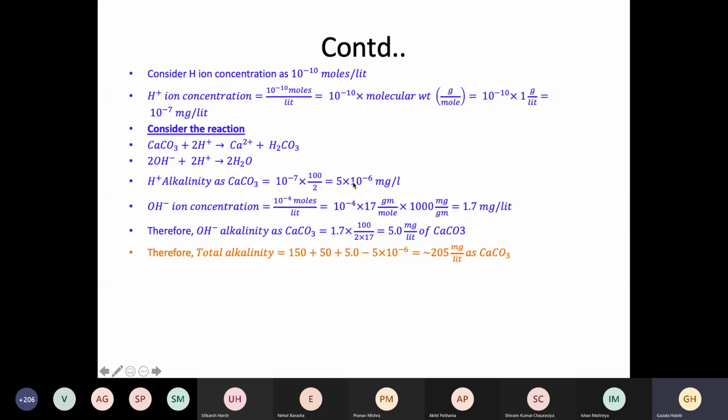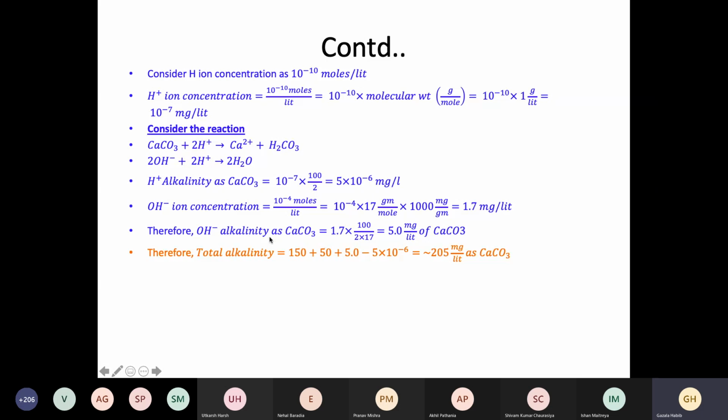So this is 5 into 10 raised to minus 6 mg per liter of H plus. Alkalinity due to H plus ion will be deducted; it will not be added into total alkalinity. OH minus ion concentration is given as 10 raised to minus 4 mole per liter. Therefore, 10 raised to minus 4 into the molecular weight, 17 gram per mole. In mg per liter, it is 1.7 mg per liter.